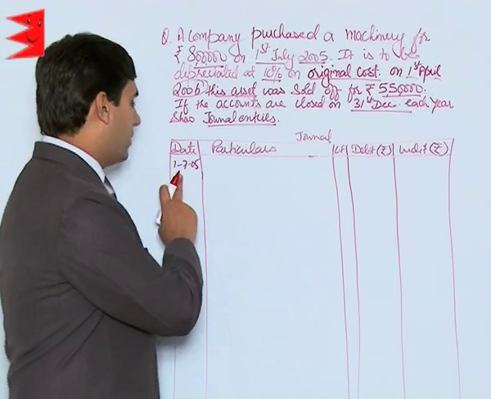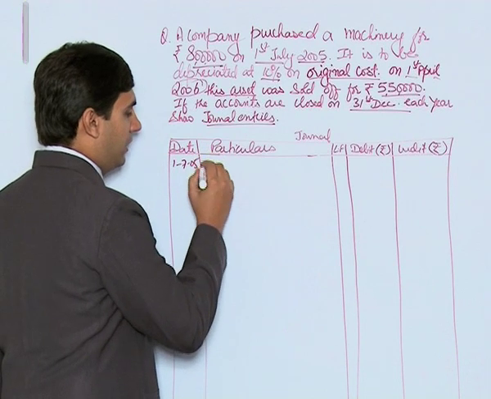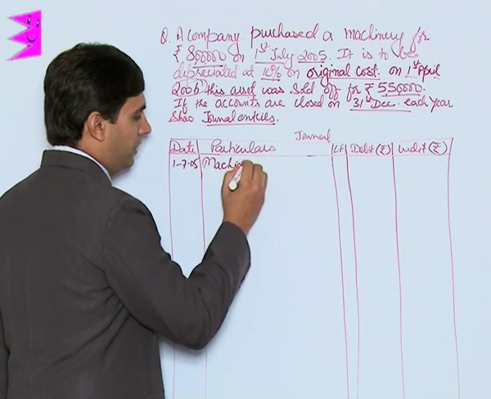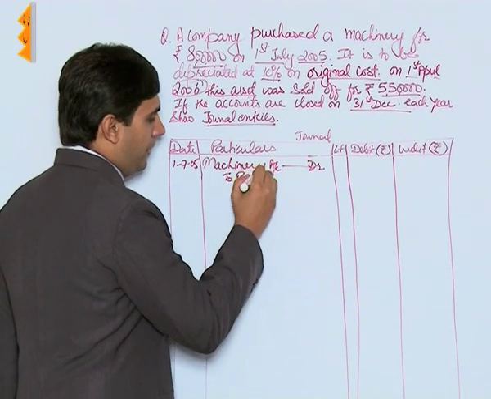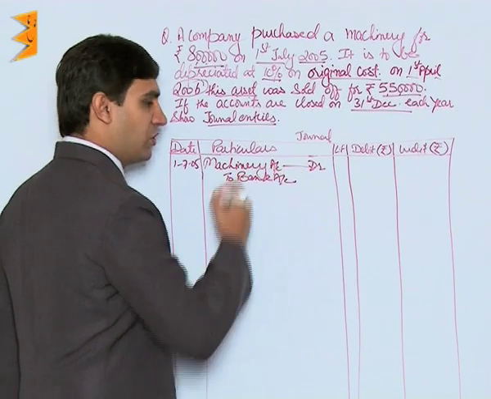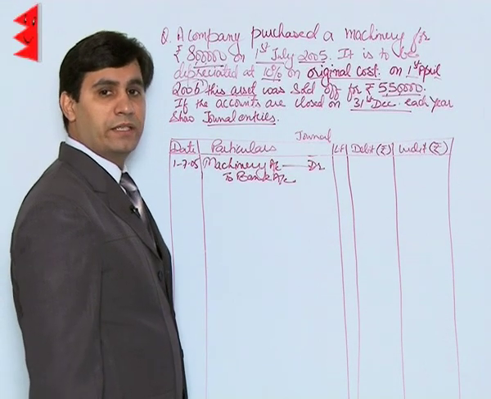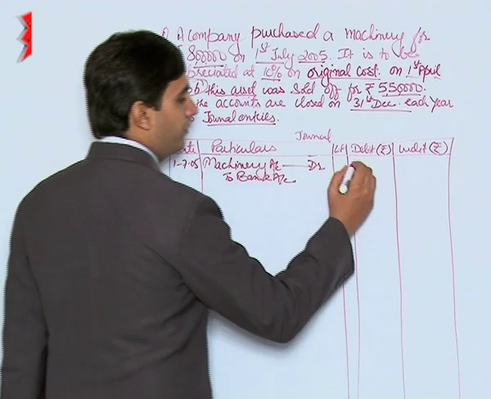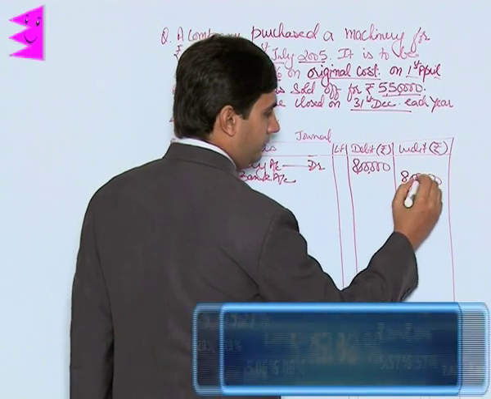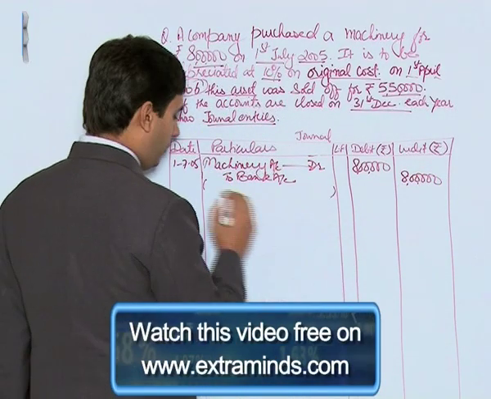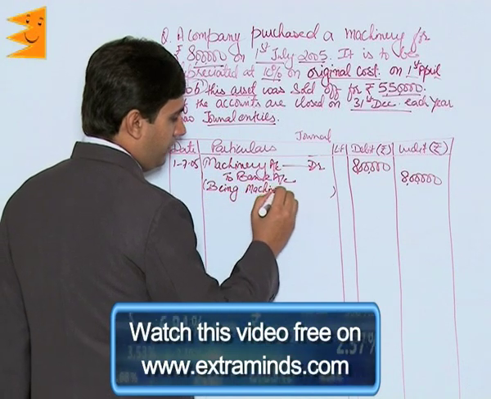So starting with it, on 1st July 2005, we have purchased a machinery. Since we have purchased a machinery, entry would be machinery account debited to bank account. Again, machinery is a real account, debit what comes in. Bank is a personal account, payment would be made, so credit the giver. The amount would be rupees 8 lakh. Narration would be being machinery purchased.